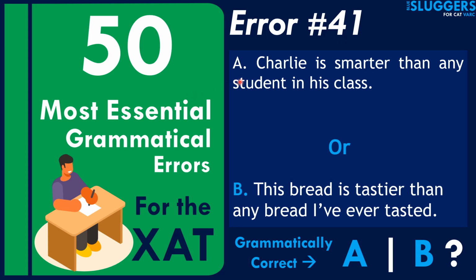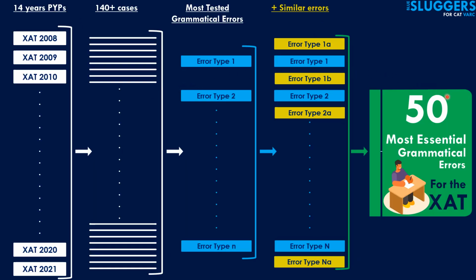Right now, let's look into error number 41 of the series, 50 most essential grammatical errors for the XAT. Might also be useful for other management and entrance tests. However, I would like to first state that this is not just a random list of 50 grammatical errors that we have just come up with. There's in fact quite a logical process involved in creating this list, and I've explained that process in detail in a separate video, which you can access by clicking on the link on the top right corner of your video. So this diagram pertains to that. I've explained all of this in that video, so you can watch it if you want.